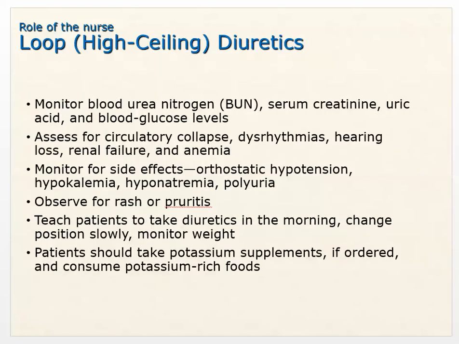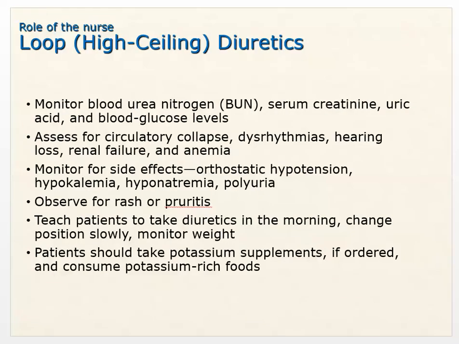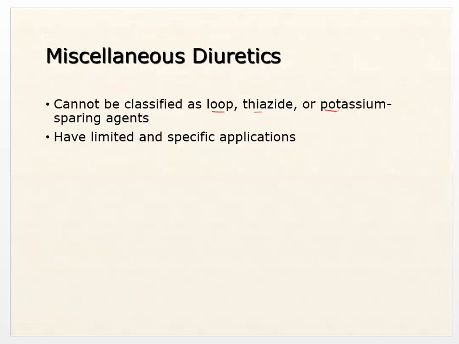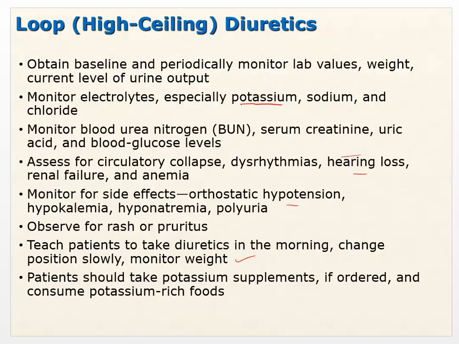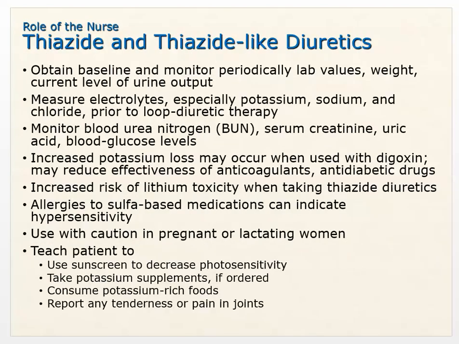I'm going to go through these next things pretty quickly because I think we've already covered that for loop diuretics. Let me go back and check. Yes, we've already covered that for loop diuretics, and I'll probably rearrange these when I upload these slides. But for thiazide and thiazide-like diuretics, obtain a baseline and monitor periodically: lab values, weight, current level of urine output, so kind of the same thing. Electrolytes, especially potassium, sodium, chloride, prior to diuretic therapy. Monitor BUN, the blood urea nitrogen, serum creatinine, and uric acid.